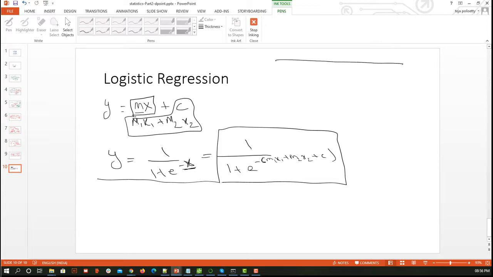Okay, this is my upper limit, this is my lower limit, and let's say this is my 0. This is my x-axis, and this is my 0.5 value, and this is my 1 value. Now my graph is something like an S, and this is the 0.5, I can say.